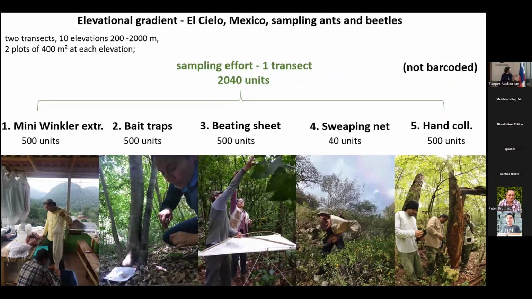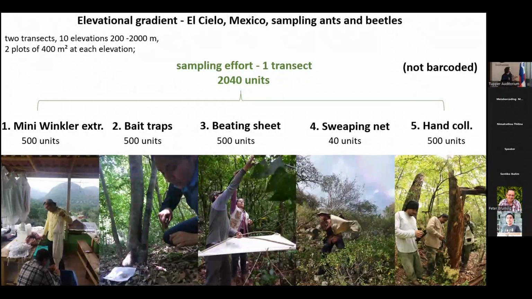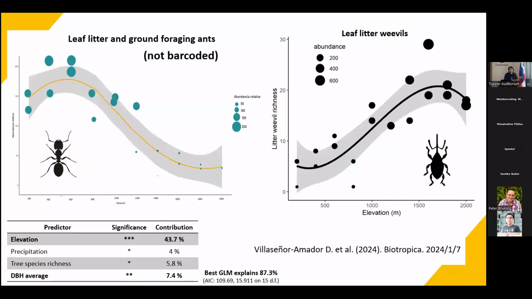We used a combination of Winkler extractions, bait traps, beating sheets and sweeping nets for understory vegetation, and then directed hand collecting, which is an efficient method for collecting ants. We get around 2,000 sampling units per transect, so we have 2 such transects. The size of the plot is 20 by 20 meters, so it's compatible with what is happening here at BCI. Just some data from this sampling.